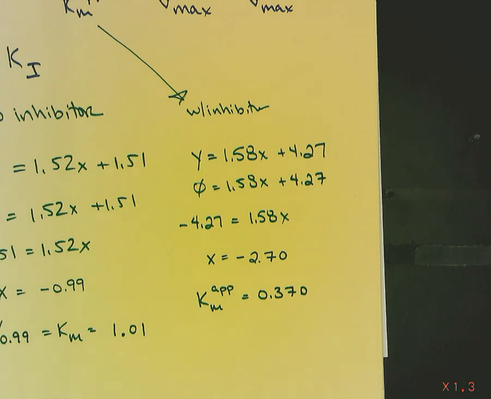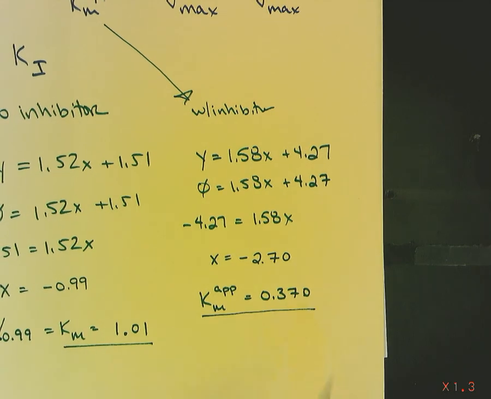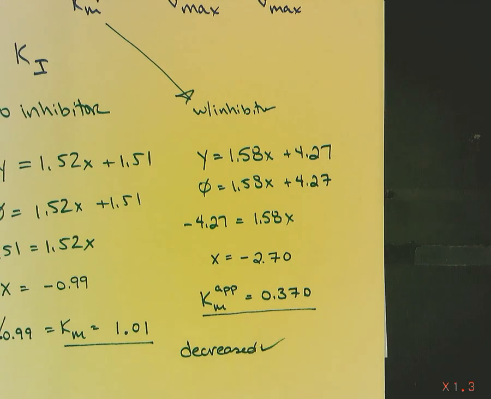Which one should be negative? What? All right, I'm assuming silence means it's okay. So I have my Km, which was 1. My Km apparent is 0.37. What has happened to my Km value? Decreased. Good. It should decrease. For an uncompetitive, Km should decrease.